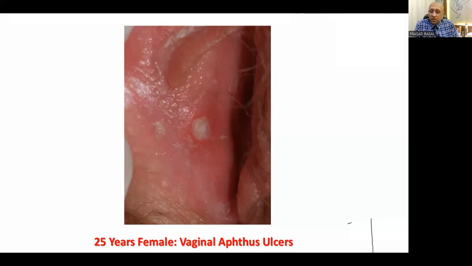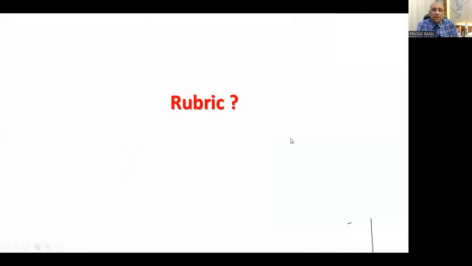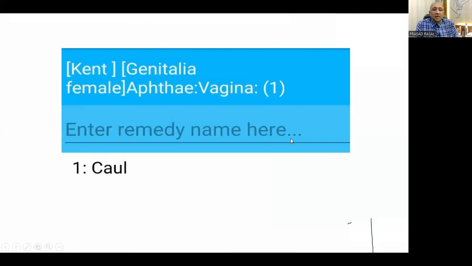This is the rubric which is there, and you can find it out. A remedy mentioned in the rubric, Kent's genitalia, aphthae vagina. Only remedy mentioned was colophyllum. Single remedy, colophyllum. Very important, so you have to catch. This is the spotting. Very important. You catch that thing, and you can get the remedy.